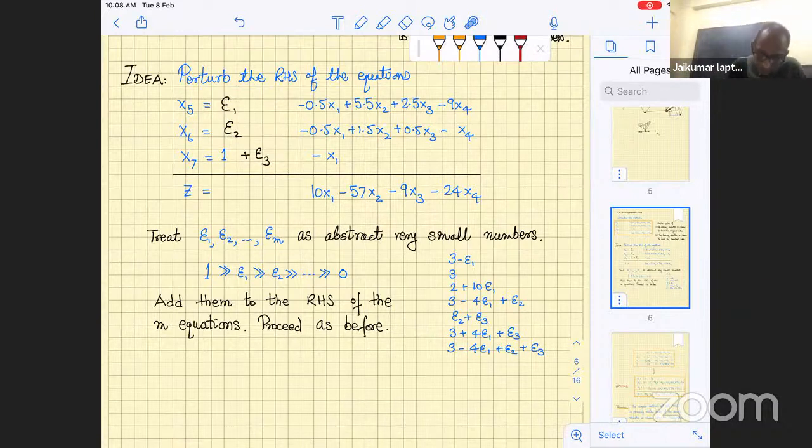Now at various simplex steps, you might be adding multiples of one row to another, or multiples of some row to the objective function row. As a result, these epsilons will not be neatly placed, with epsilon 1 in the first equation, epsilon 2 in the second, and epsilon 3 in the third. They will be moving all over the place. They might even appear here. We will still treat them as scalars.